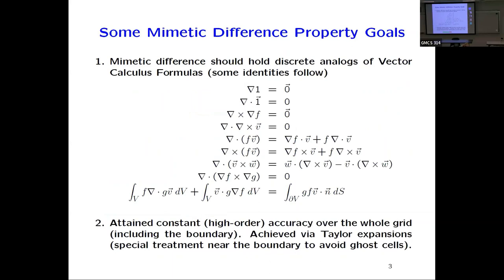So, again, we would like the mimetic methods to hold discrete analogs of all vector calculus identities. Some of them are here, and also some integral formulas, like this one, which is a generalized version of the extended divergence theorem. Also, we would like to attain constant high order accuracy over the whole grid, including the boundary. This is achieved, as usual for any method, via Taylor expansions. And there is a special treatment near the boundary to avoid ghost cells. So this is all I will say about the high order. I will focus on how we try to mimic this problem.